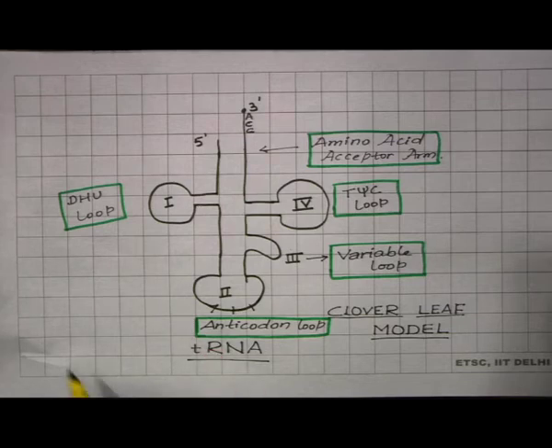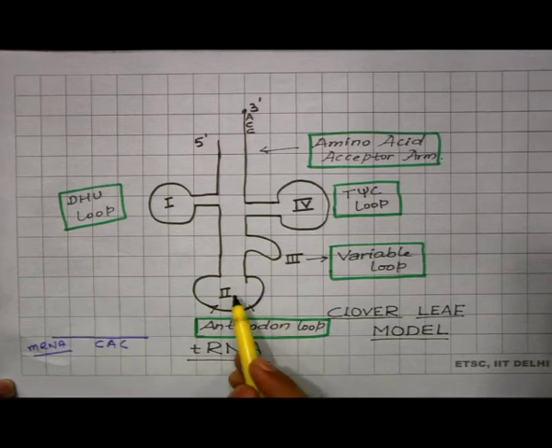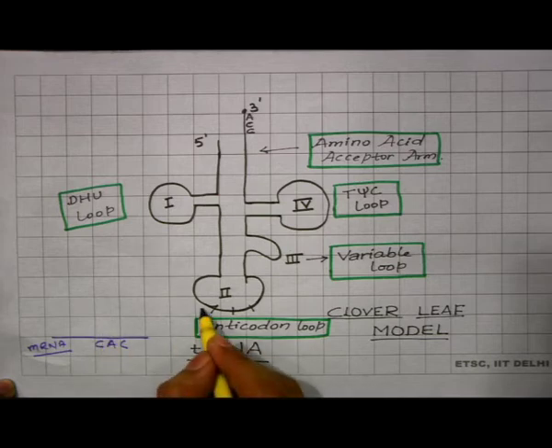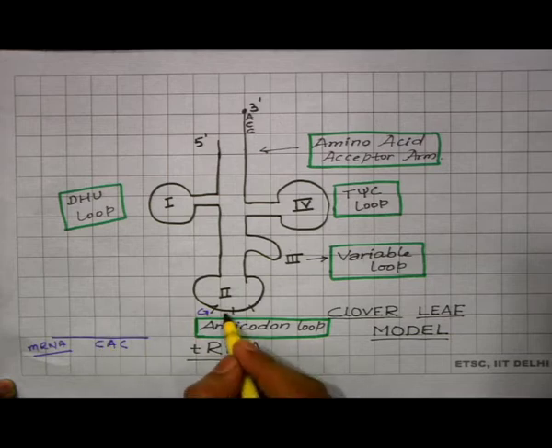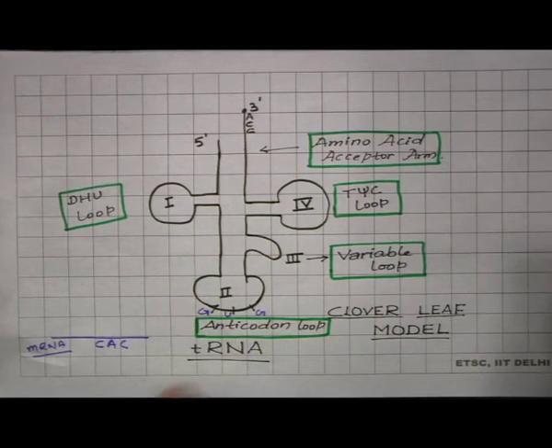Suppose a messenger RNA has CAC as the codon. In the anticodon, the complementary of C is G, complementary of A is U, and complementary of C is again G. So, the anticodon loop is the complementary nucleotide sequence of the messenger RNA codon.